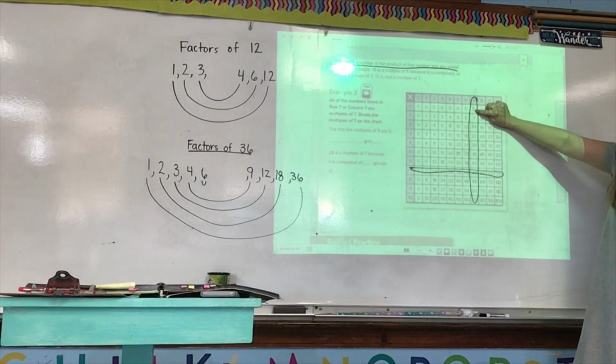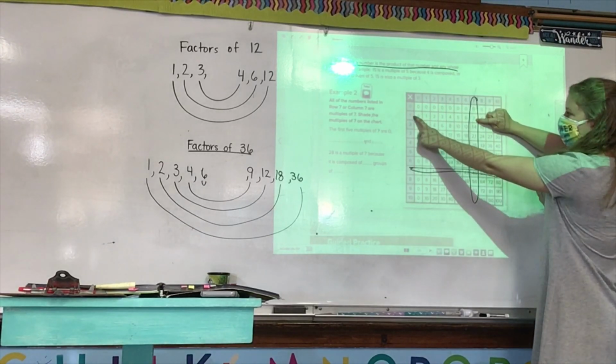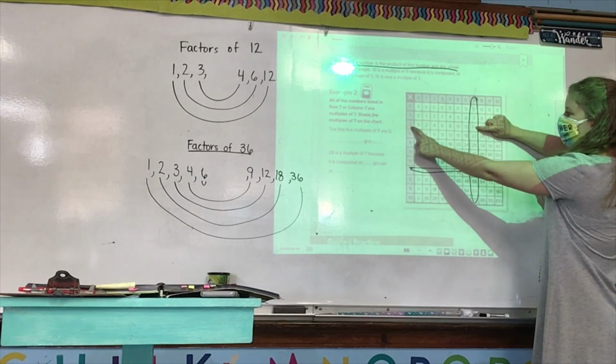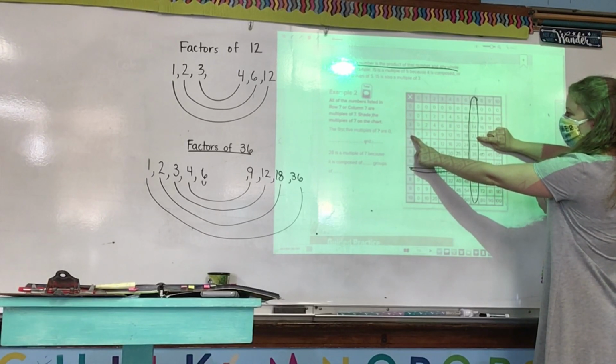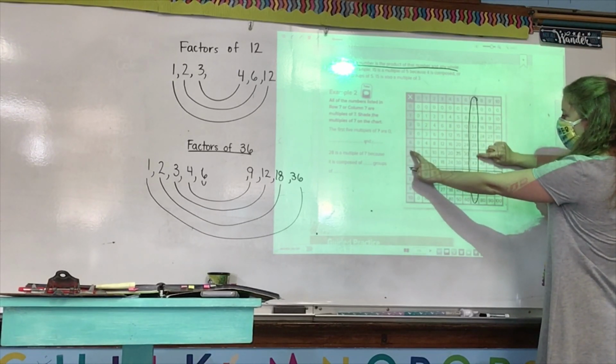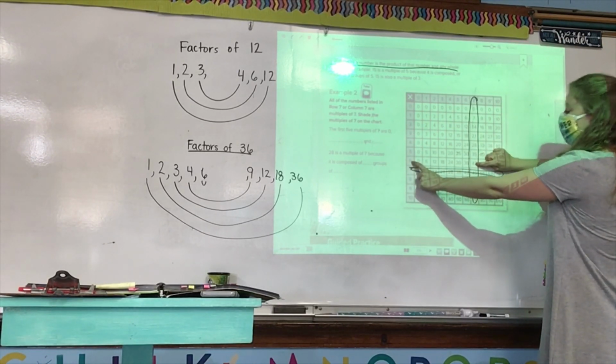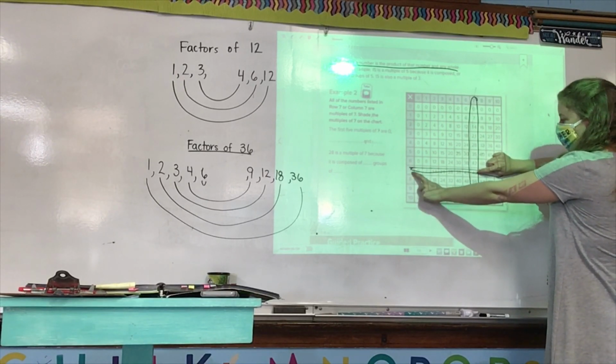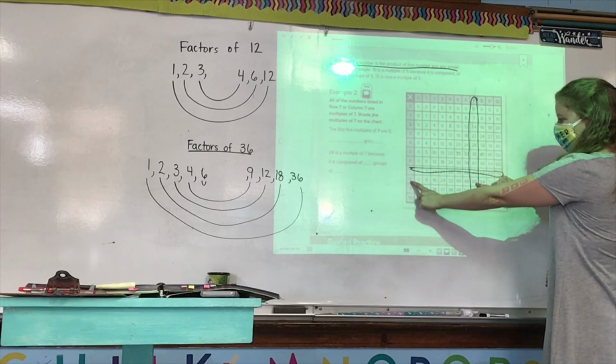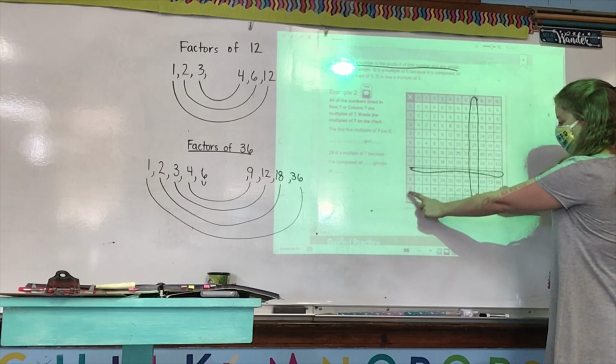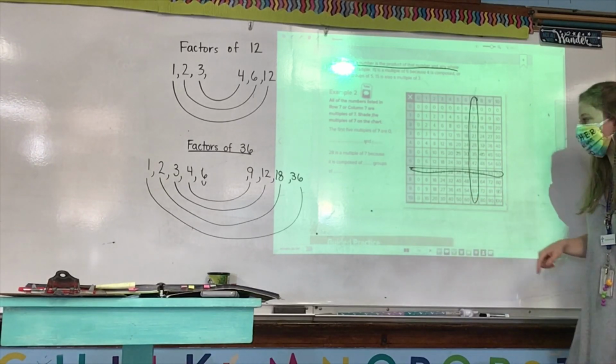7 times 0 is 0. 7 times 1 is 7. 7 times 2 is 14. 7 times 3 is 21. 7 times 4 is 28. 7 times 5 is 35. 7 times 6 is 42. 7 times 7 is 49. 7 times 8 is 56. 7 times 9 is 63. 7 times 10 is 70.